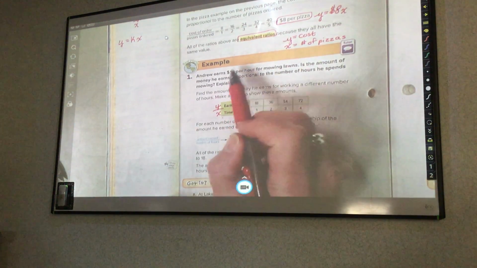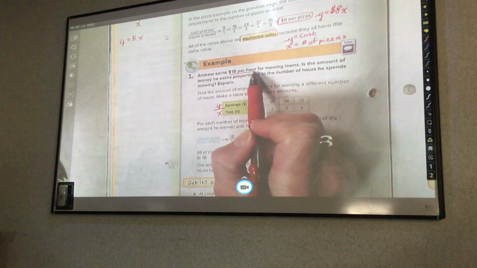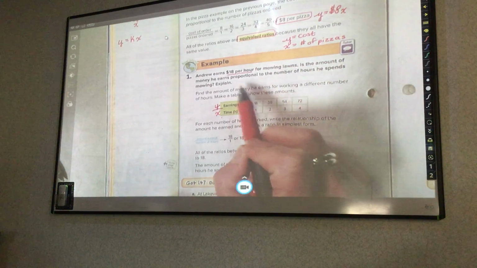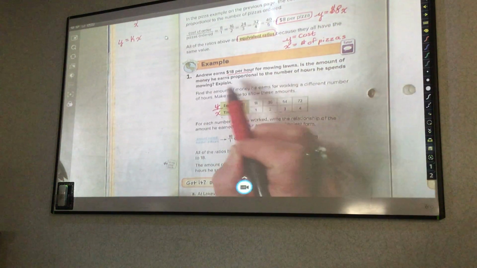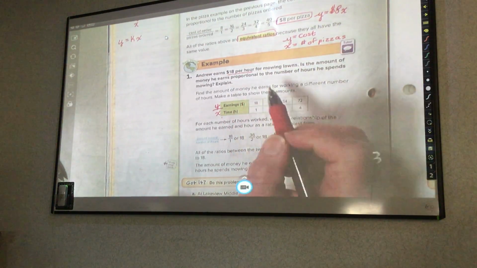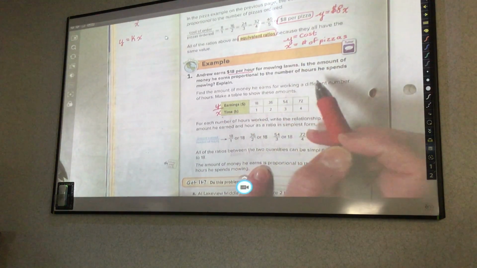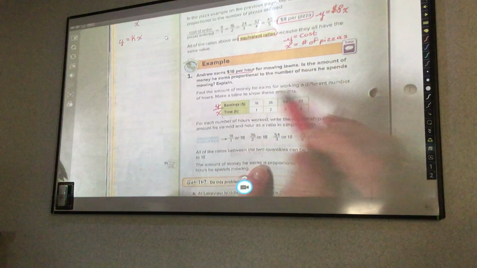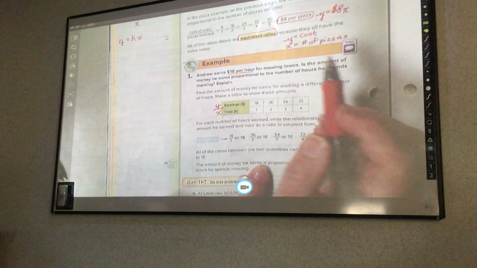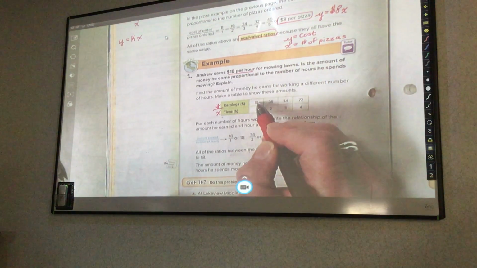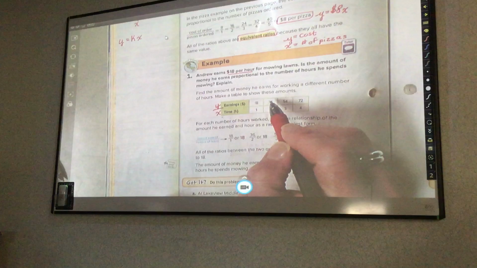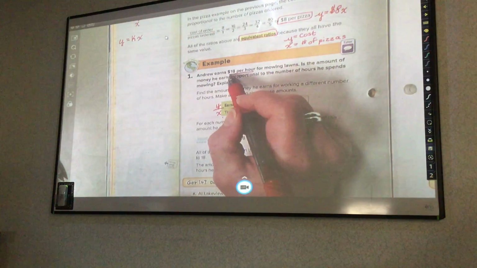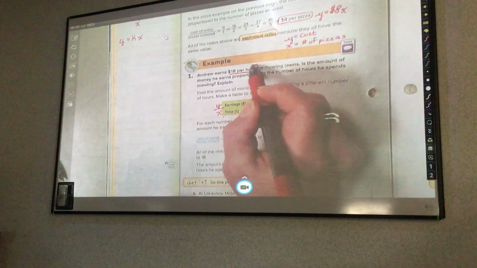Andrew earns $18 per hour for mowing lawns. Is the amount of money he earns proportional to the number of hours he spends mowing? Explain. So find the amount of money he earns for working a different number of hours. Make a table to show these amounts. So in 1 hour, it's $18. 2 hours, it's $36. It's because it's $18 per hour.